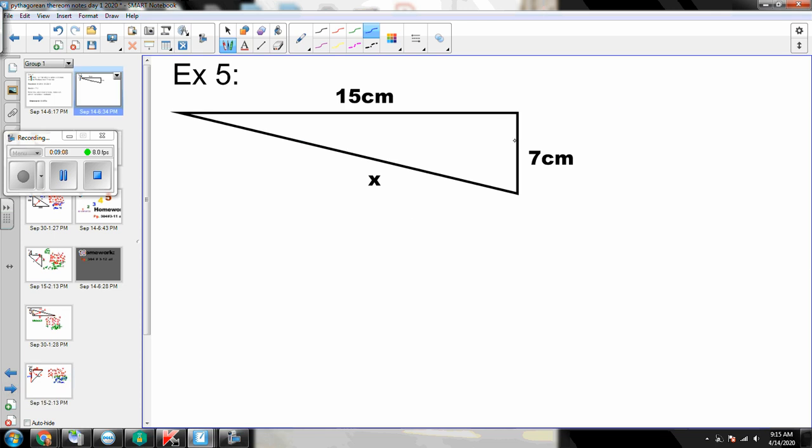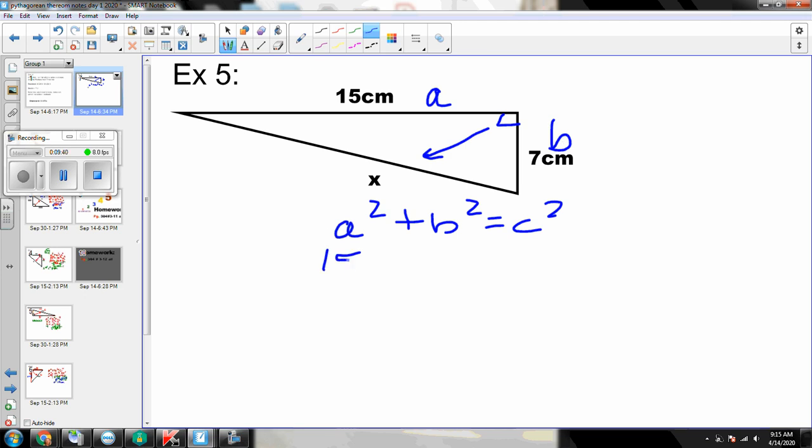All right, if you look at number 5, here's my right angle. If I go opposite my right angle, there's x. X is the hypotenuse. It's the longest side of the right triangle. So in this problem, I'm trying to find the hypotenuse. But what I do on every problem is I write the Pythagorean theorem to start, and I plug in what I know. Well, A and B are the legs. It doesn't matter which one's A and which one's B. I'll just let 15 be A and 7 would be B. So I would have 15 squared plus 7 squared equals x squared.